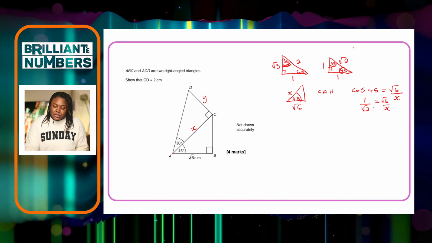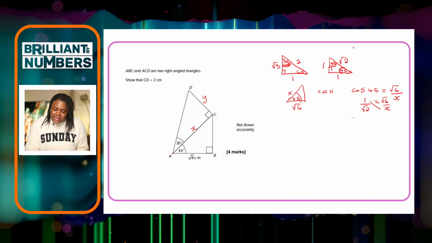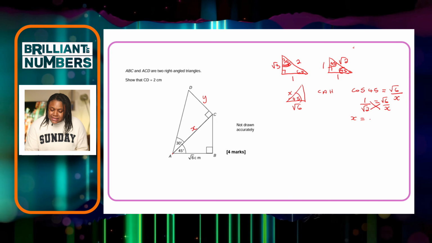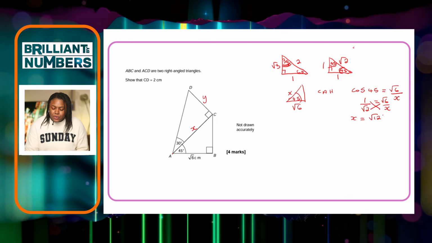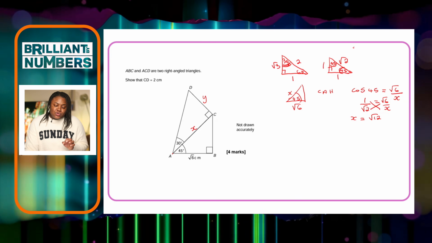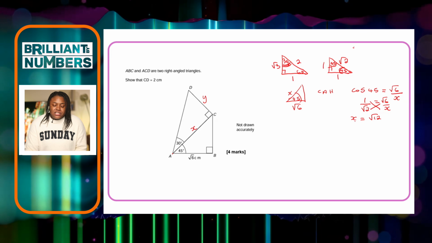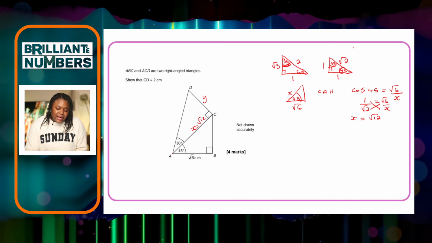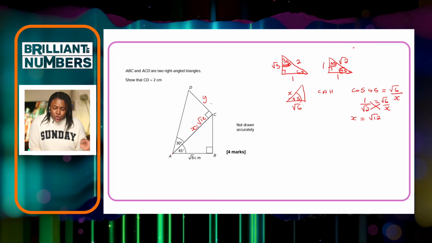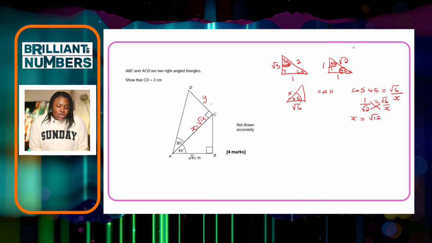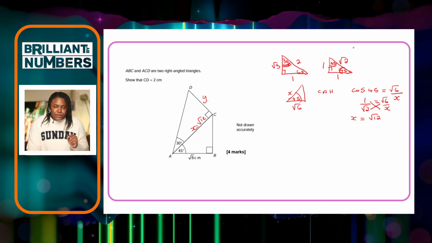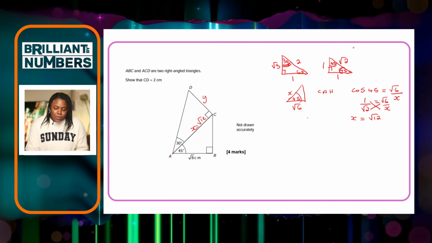So let's cross multiply. 1 times X is X, and root 2 times root 6 is root 12. Okay, now since we're going to use root 12 again, we may just keep it like that and put X equal to root 12 there. We don't have to simplify it yet. So now I'm going for my other triangle, which I can now use to find Y. So let's draw that one out.